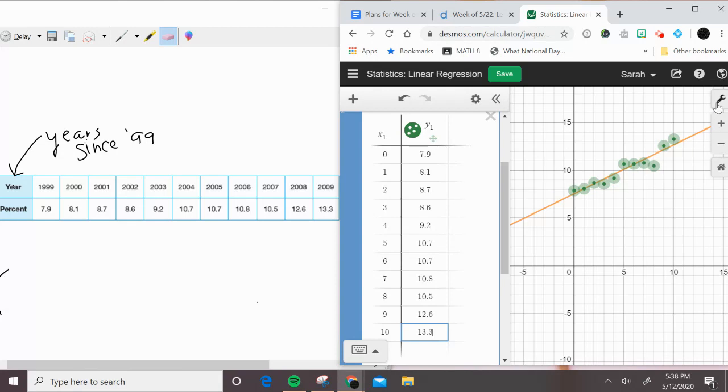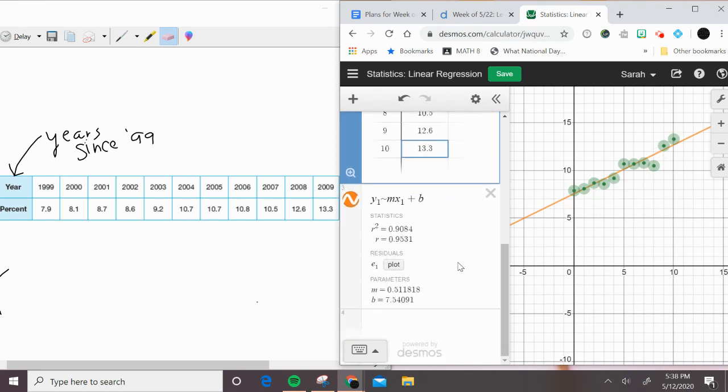So Desmos makes your scatter plot for you. The linear regression adjusts as you change your data. And if you scroll down, it'll give you your trend line. They use that approximation symbol because it's an estimate for the data, but they give you your parameters down here. So the equation of the trend line, if we were rounding to the nearest hundredth, would be y equals 0.51x plus 7.54. It also gives you r squared and r.